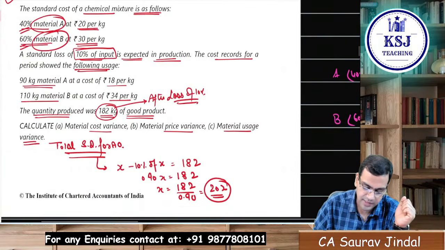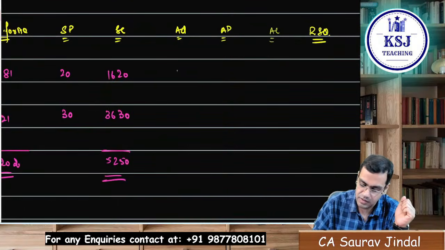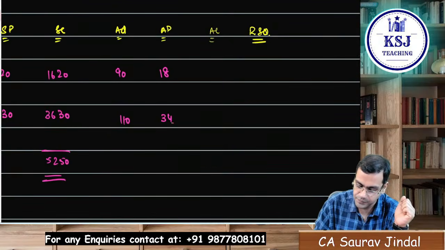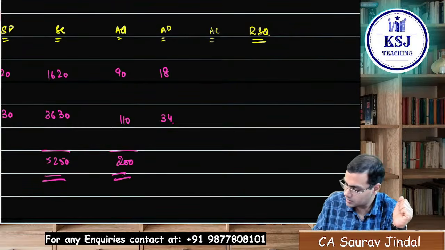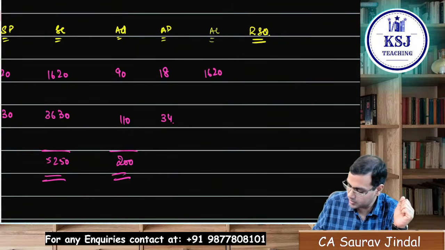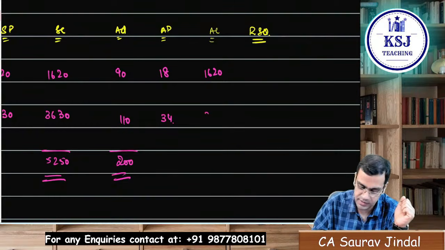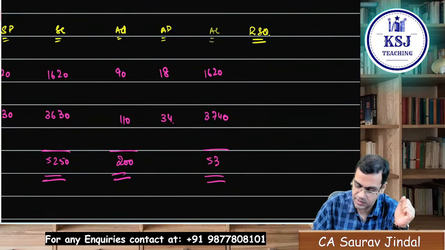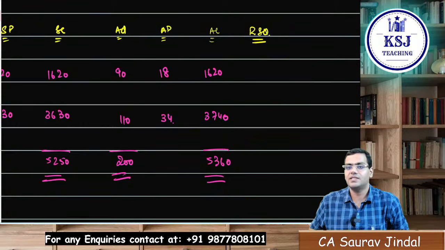Then actual quantity is given, 90 and 110, and the actual price is 18 and 34, I guess. Yes, 34, right? This is total 200 being utilized. 90 into 18, that is 1620. Okay, 110 into 34, that is 3740. So total is plus 1620, 5360.